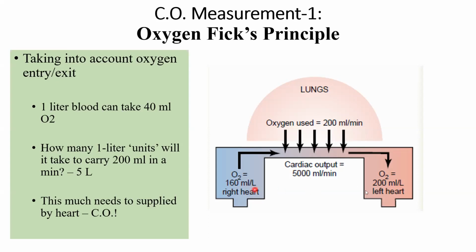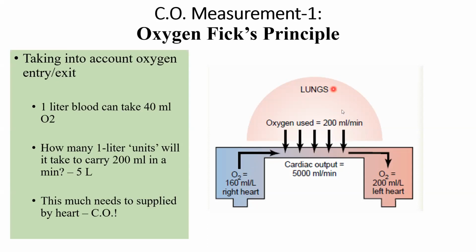So there you can readily see that there is a difference of 40 ml, and that 40 ml is picked up by each liter of blood, right? As you can see, it's 160 ml per liter, 200 ml per liter. So the change, the 40 ml extra, is being carried by each, if you can imagine a hypothetical unit of blood. Each liter of blood passing through will carry an extra 40 ml of oxygen, right? So that's one part of the story.